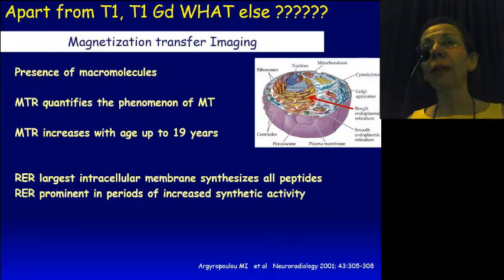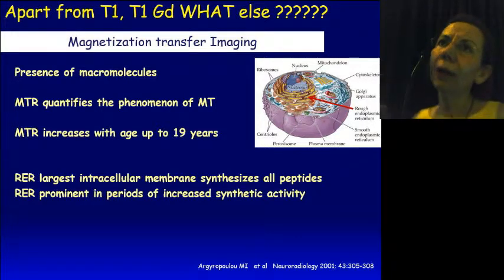We use proton density images, and we apply a magnetization transfer pre-pulse. And this magnetization transfer pre-pulse can detect the effect of macromolecules on free water protons, because there is an exchange of energy between the macromolecules and the free water protons. So if you apply this pre-pulse, you can show up these macromolecules.